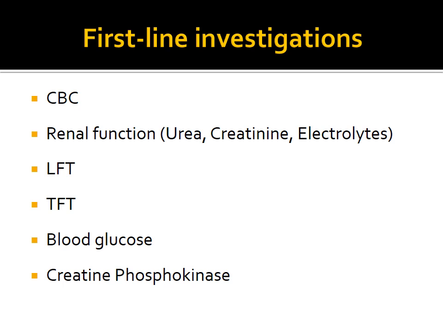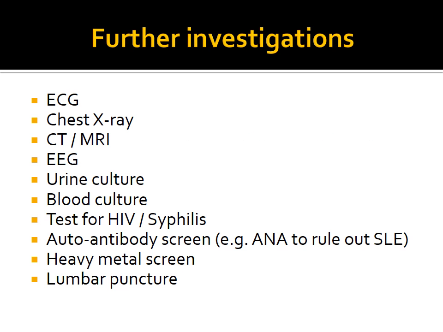So the first line investigations would include a complete blood count, renal function tests, liver function, thyroid function, blood glucose, and creatine phosphokinase. Further investigations can include ECG, chest X-ray, CT or MRI of the brain, EEG, urine, blood culture, syphilis, HIV testing, autoantibody screening, heavy metal screening, and lumbar puncture.